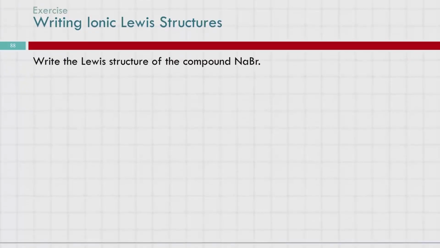Please write the Lewis structure of the compound sodium bromide. Okay, our Lewis structure for our compound, NaBr, we've got sodium. Sodium, Na, has 1 valence electron. It's in the first group, the first column, the 1A, the 1. So it's got 1 valence electron.